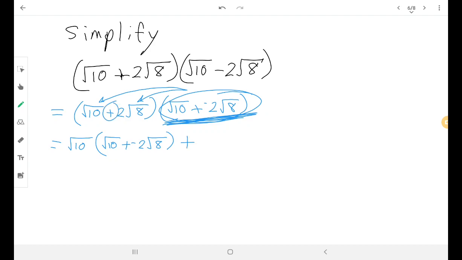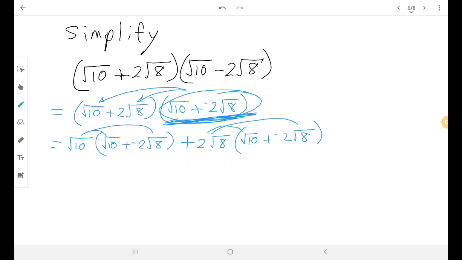plus that plus right there, 2 times square root of 8, that 2 times square root of 8, times, again, the square root of 10 plus negative 2 times square root of 8. And then we'll be able to distribute that way. And then the problem gets a lot easier. A lot of people like to use FOIL here. I am not a fan of FOIL.